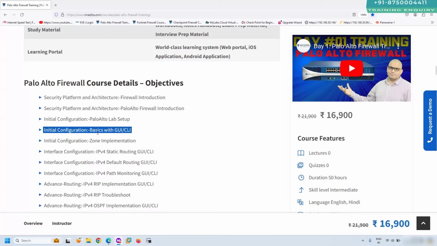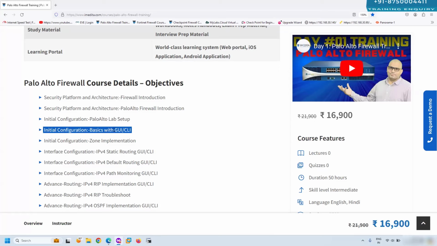After the lab, we will learn Palo Alto basics, like how to access Palo Alto firewall, how to configure host name, domain name, banner, DNS server, NTP server, IP addressing on firewall interface, how to take backup of configuration, how to reconfigure firewall with factory default configuration, how to recover admin password, as well as how to update the firewall. These labs we will complete in firewall basics.